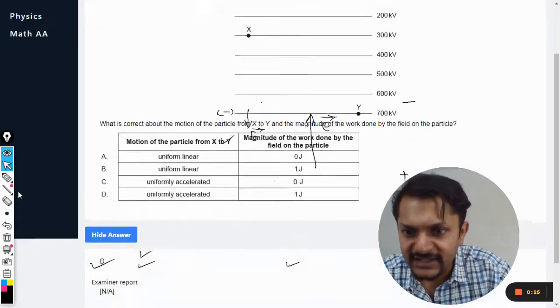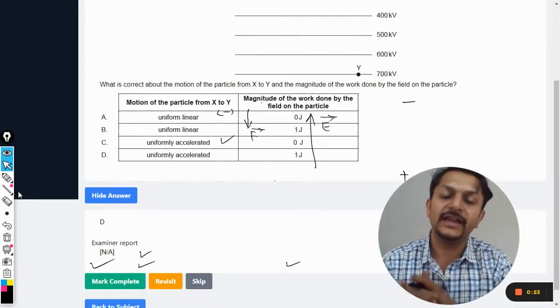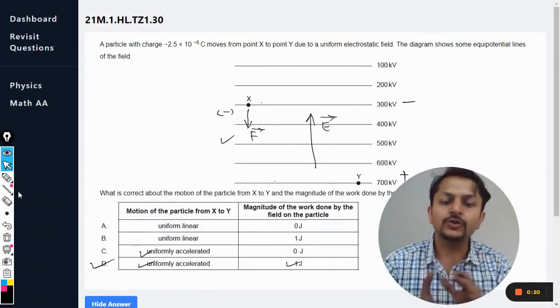So my dear students, let us see from the mark scheme, and yes, the answer is D. So this is how we do this question.